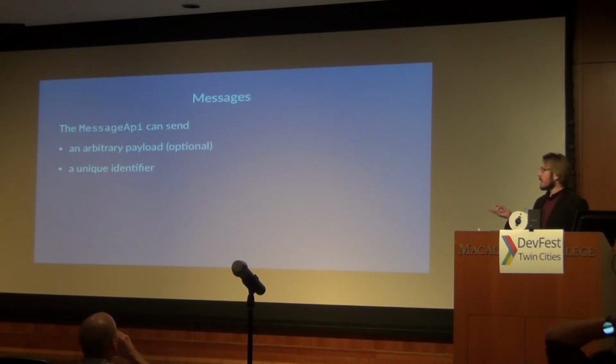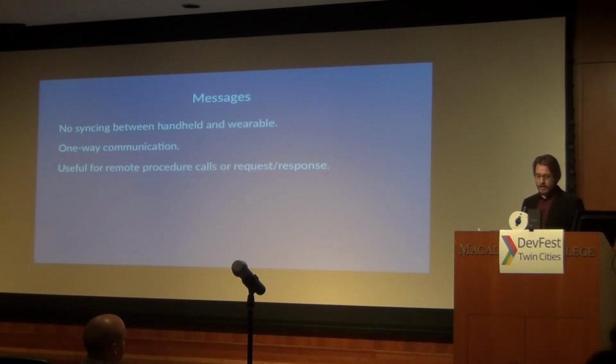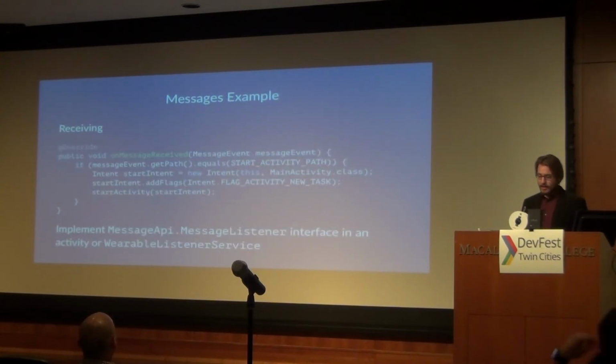The Wear SDK also has the Messages API, and this is more for remote procedure calls or call and response messaging types. It doesn't do any syncing. It's just one-way communication. And it's, again, a very, very simple API, just one method call there. And to receive, you just override onMessageReceived, and this is either in the WearableListenerService, or if you implement that in an activity.